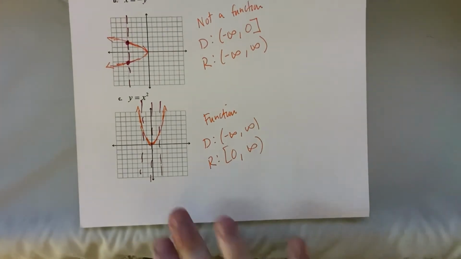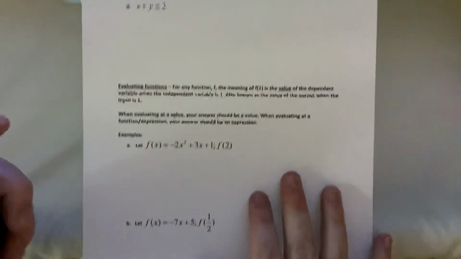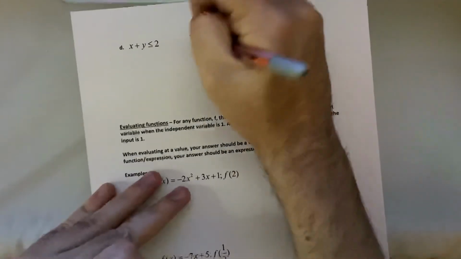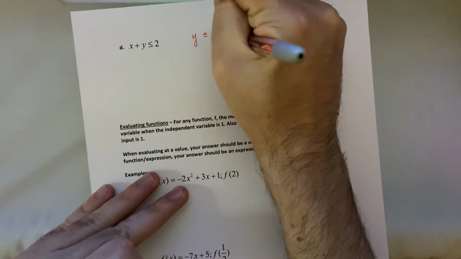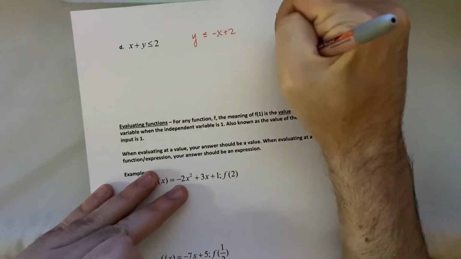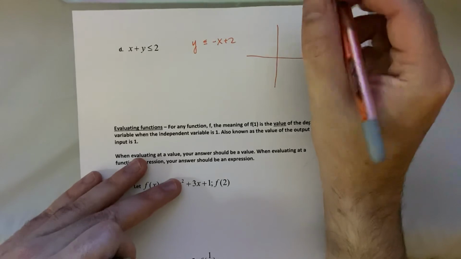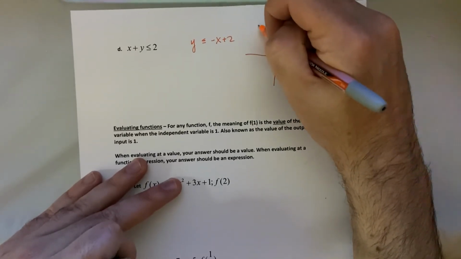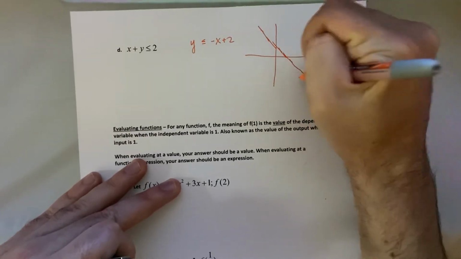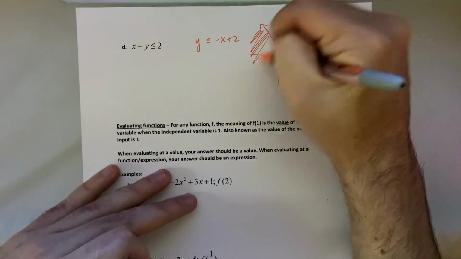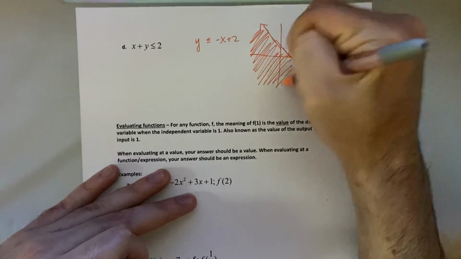Okay, real quick. You won't see this much, but just in general, is an inequality a function? Well, remember, this is really y is less than or equal to negative x plus 2. For an inequality, graph-wise, you graph the line, y equals negative x plus 2, which will look something like this. And then you have to shade a side of the graph. In this case, it's less than, so it's underneath.